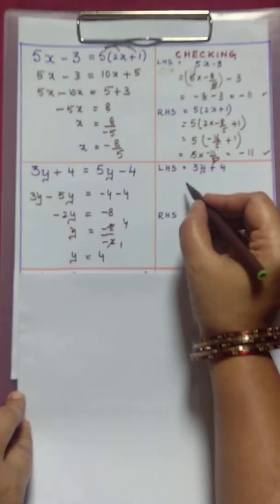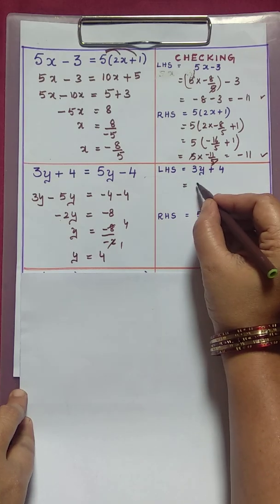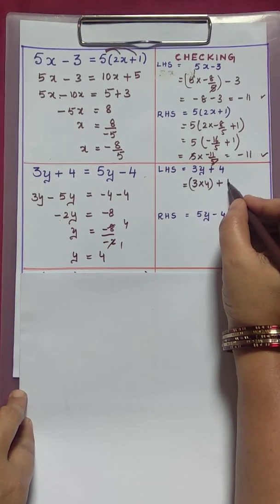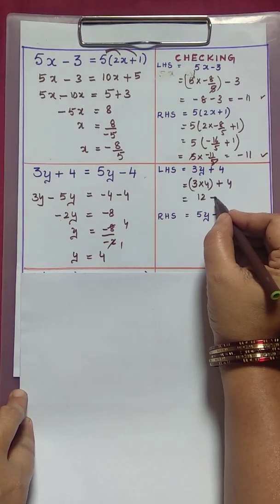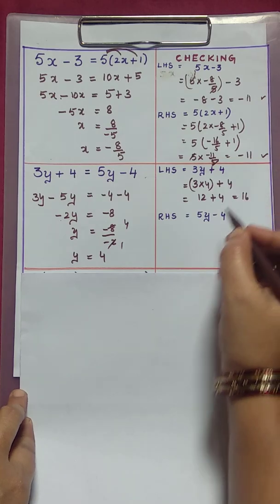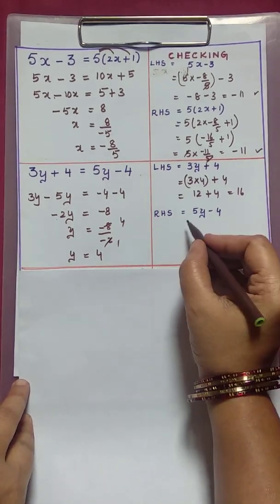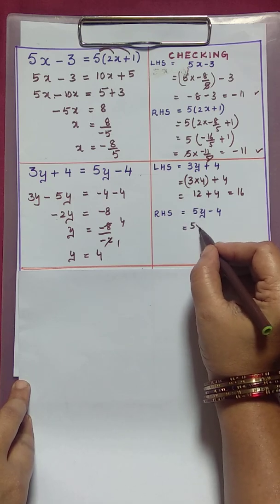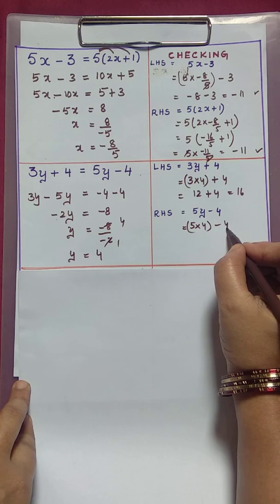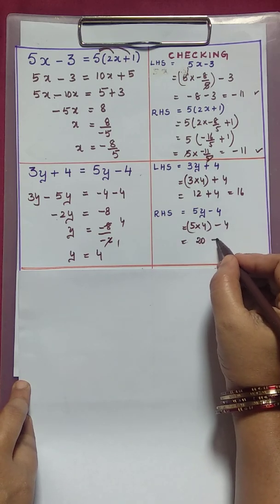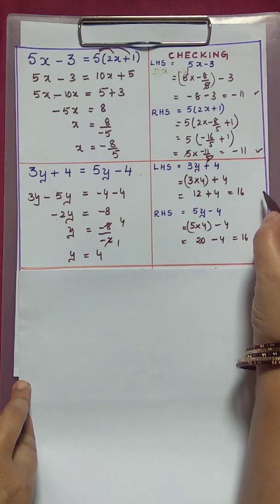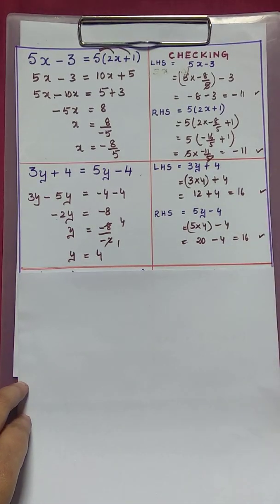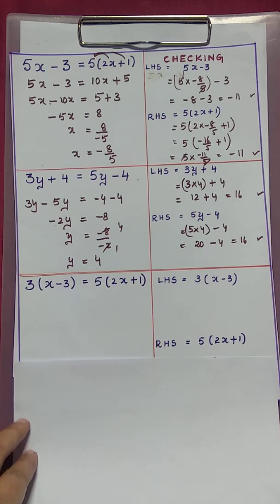Now let us substitute. LHS we have 3y plus 4. So 3y means 3 into y. 3 into 4 plus 4. 3 fours are 12. 12 plus 4, which is 16. Now let us substitute y value 4 in RHS, 5y minus 4. 5y means 5 into y. So 5 into 4 minus 4. 5 fours are 20. 20 minus 4, which is 16. So again LHS and RHS are equal. So the value 4 satisfies the equation.